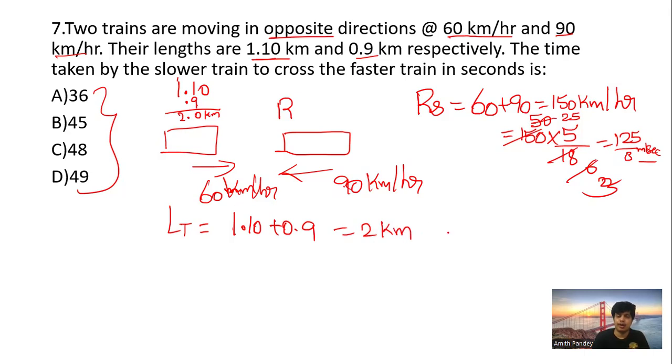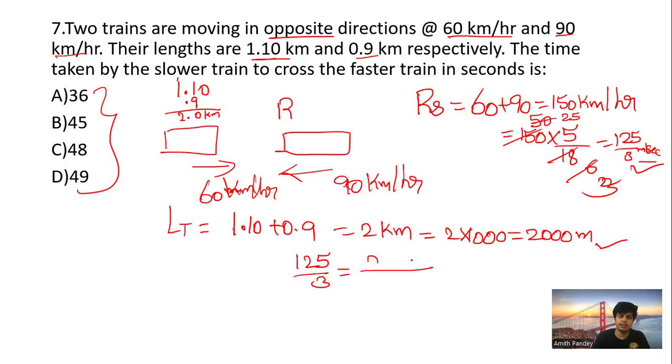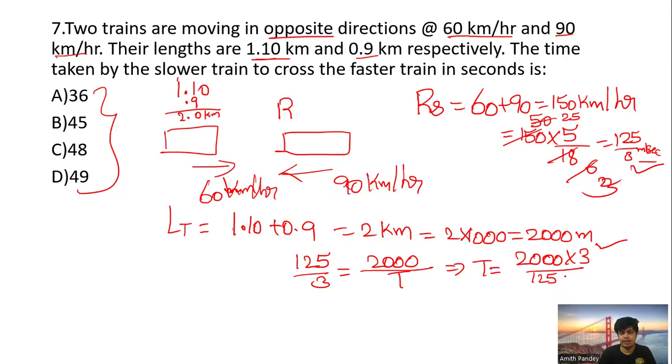So 2.0 kilometer is nothing but 2 kilometers. As we know, 1 kilometer equals how many meters? It is 1000 meters. So 1000 into 2, that is 2000 meters. So now we got the distance, and we also got the speed. Can you find out the time? Yes, obviously. So speed equals distance by time. That means time equals 2000 into 3 by 125. Now let's go ahead. 25 5s are, 25 8s are 200.